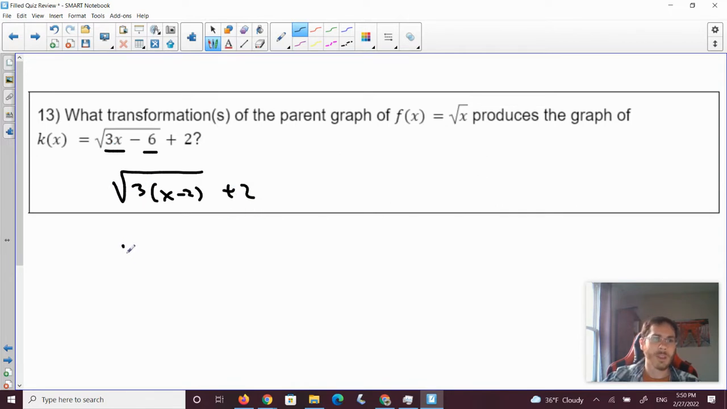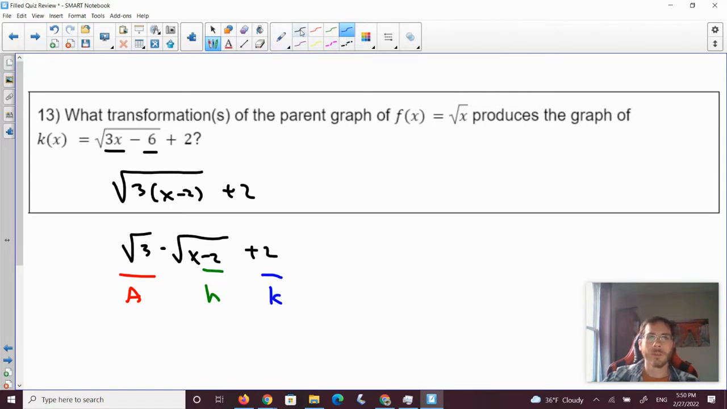Then what I can do is say, well, this is the square root of 3 times the square root of x minus 2, plus 2. So I can split up a square root. I'm allowed to split a square root up. And now everything is exactly where it should be. So this is going to be a. This one is going to be h. And then this one's going to be k.